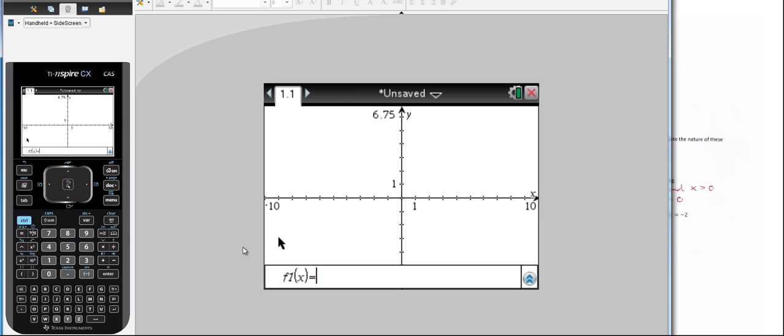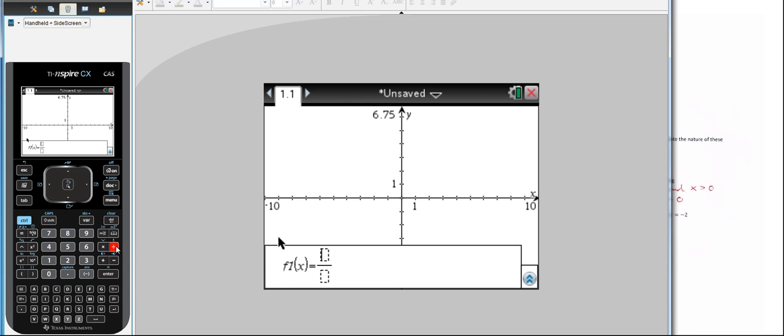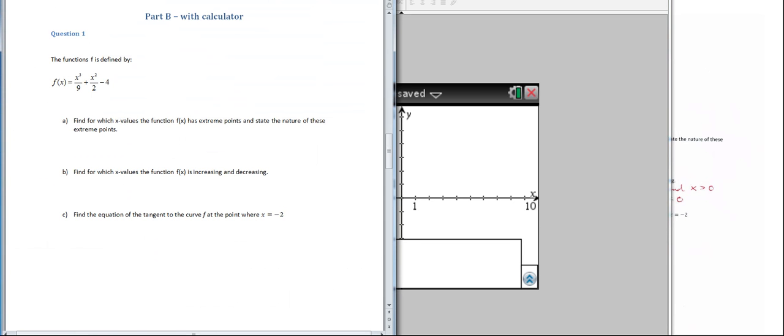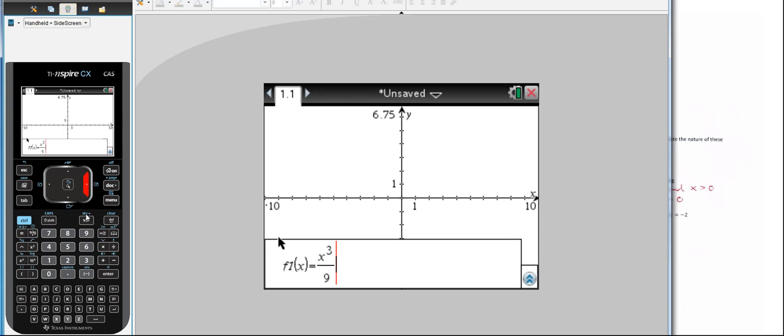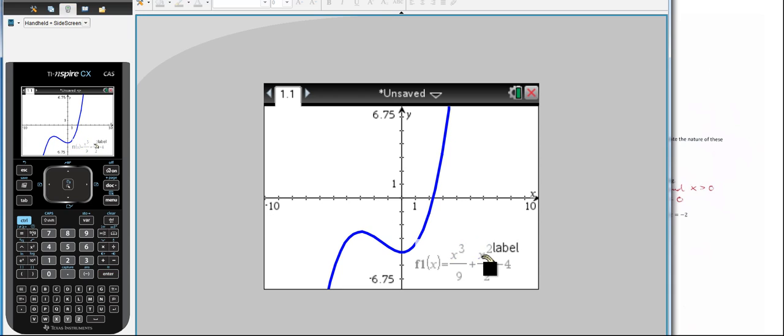First thing, always just have a look at the function. So x to the power of 3 over 9, plus x squared over 2, minus 4. Okay, enter.